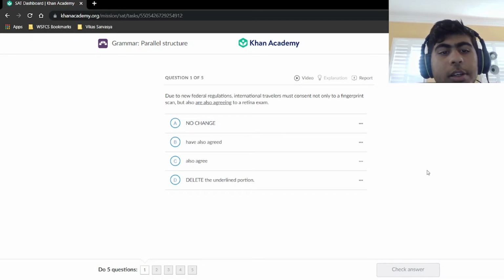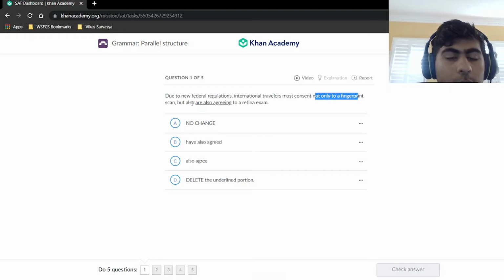Here it is. Due to new federal regulations, international travelers must consent not only to a fingerprint scan, but also are agreeing to a retina exam. So, we say must consent not only to a fingerprint scan, but also to a retina exam, right? That keeps the same part of speech, which is what parallel structure really is.